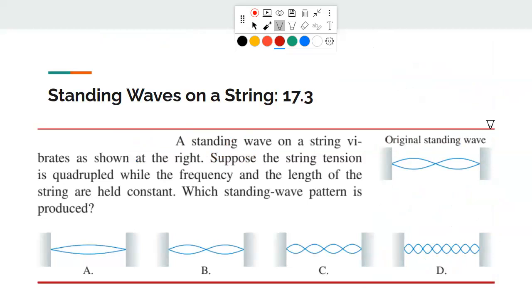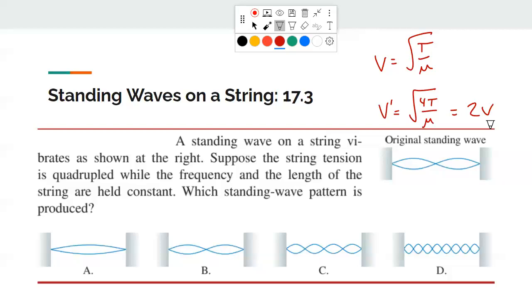Okay, so when we quadruple the string tension, what are we changing? How does the string tension play into the variables relevant for wave formation? Exactly, velocity. So our velocity formula was root T over mu. So if we quadruple the tension, what happens to the velocity? It gets doubled, exactly. Okay, so we have twice as much velocity.